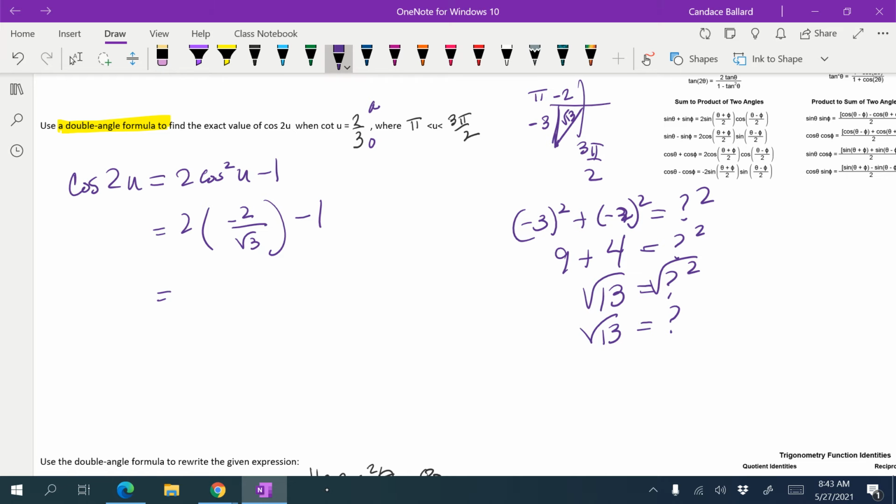The cosine of this triangle would be the adjacent, -2, over the hypotenuse, square root of 13, and then minus 1. Not pretty. We're going to multiply across the top. I get -4 over square root of 13 minus 1.